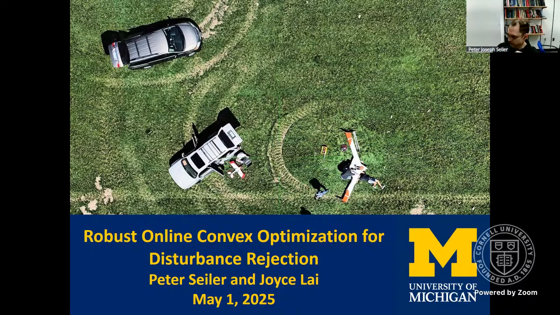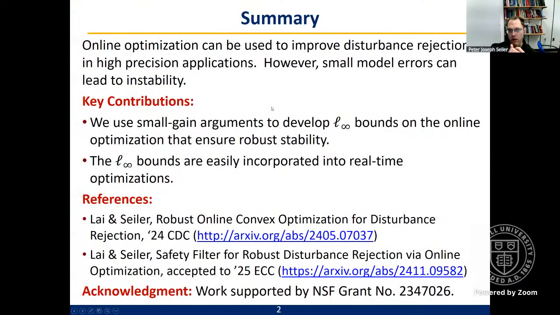Awesome. Thank you for the introduction and thank you for the invitation to speak today. I'm going to talk about some work that was done jointly with my student Joyce Lay. So this is primarily her contribution. And so it'll be online convex optimization, kind of blending in some robust control techniques. And the optimization that we're going to think about, and I'll give a more detailed problem formulation in a moment, but the basic idea is we're going to think about disturbance rejection.